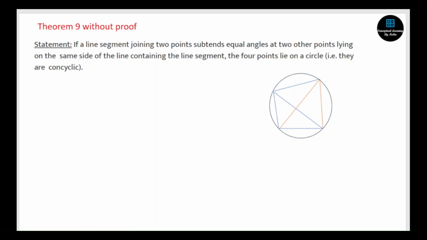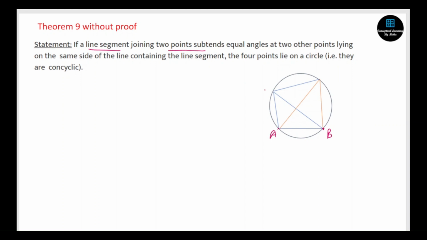Now, this next theorem is without proof. Just let's understand what it is saying. If a line segment joining two points subtends equal angles at two other points lying on the same side of the line segment containing the line segment. See, it is very confusing, but let's understand what exactly they are saying. This chord AB is given. Means what? This line segment joining two points. They are talking about this.